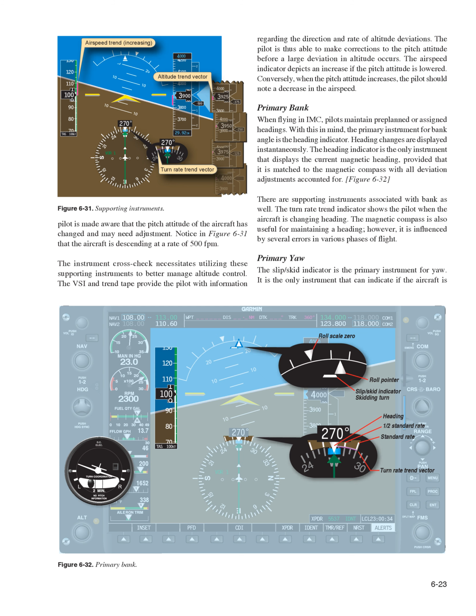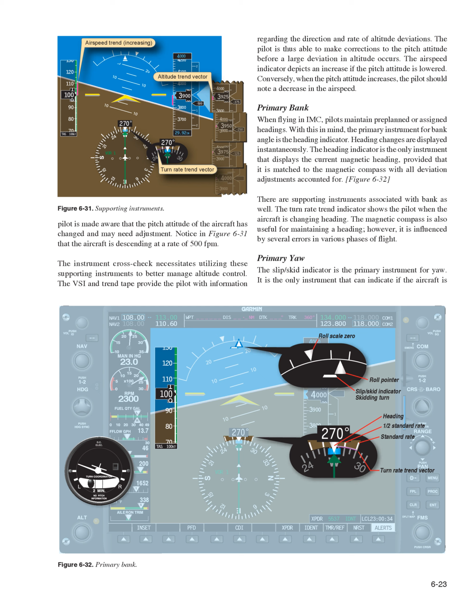The instrument crosscheck necessitates utilizing these supporting instruments to better manage altitude control. The VSI and trend tape provide the pilot with information regarding the direction and rate of altitude deviations. The pilot is thus able to make corrections to the pitch attitude before a large deviation in altitude occurs. The airspeed indicator depicts an increase if the pitch attitude is lowered. Conversely, when the pitch attitude increases, the pilot should note a decrease in the airspeed.